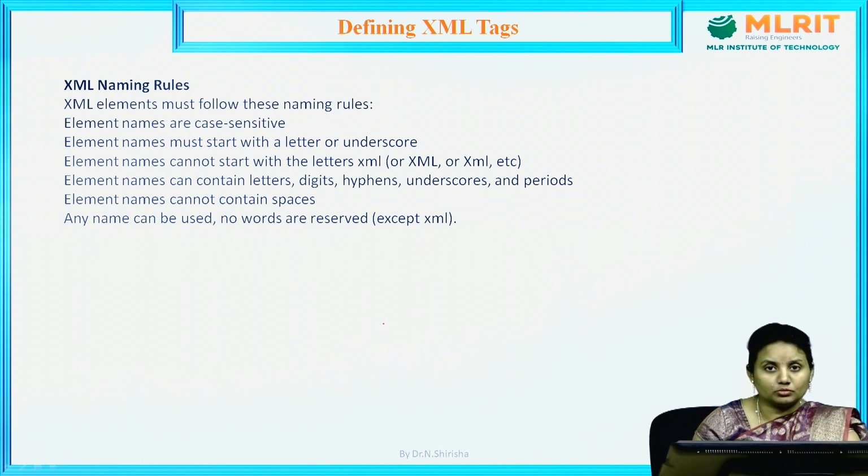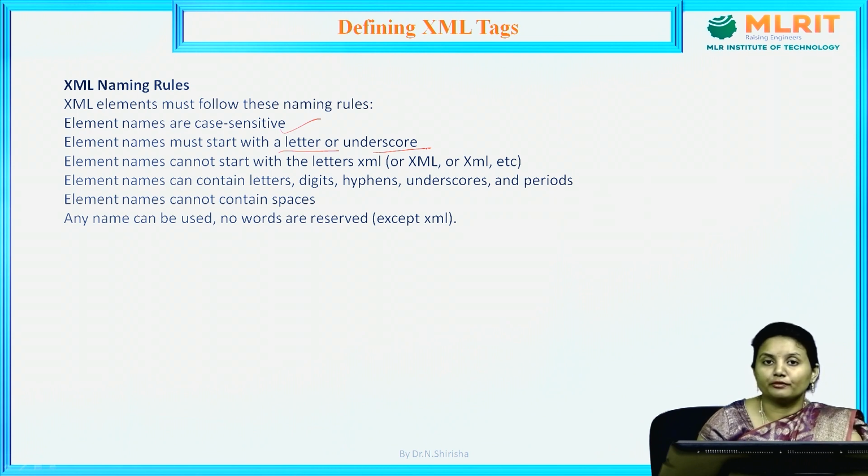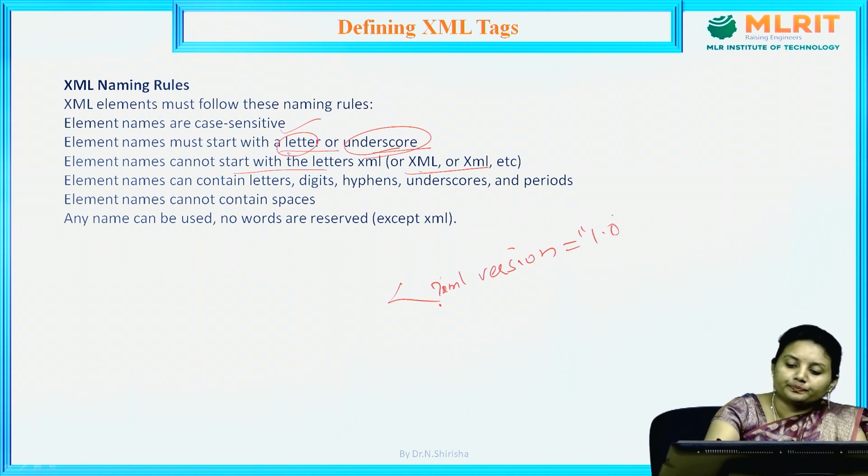And what are the naming rules? Okay. So, every element name is case sensitive. Every element must start with a letter or underscore. We have this rule for defining variables, so the same we are following for XML also. So element names must start with a letter or underscore, otherwise it is not following the rule. You will get an error. Element names cannot start with the letters XML. So XML, as this is a prologue statement that we are going to give, we cannot write like this, XML.